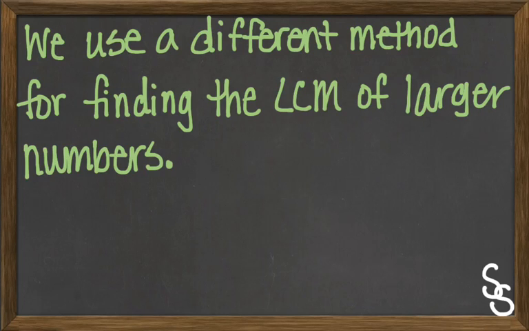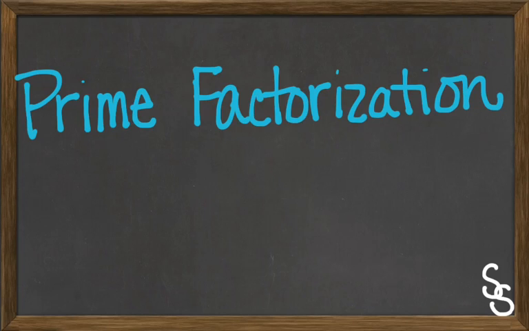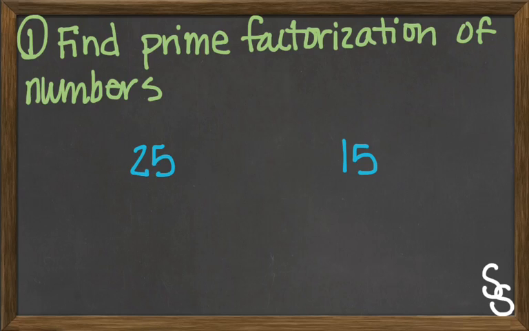Now we use a different method for finding the least common multiple of larger numbers. This method focuses on using prime factorization. We're going to break the numbers apart into their smallest factors to find everything that they have in common. This is by far the most effective and quickest way to make things happen. So let's look at example 1. Our first step here is to find the prime factorization of the numbers. And I'll do that now.